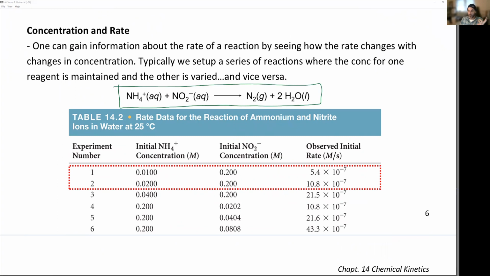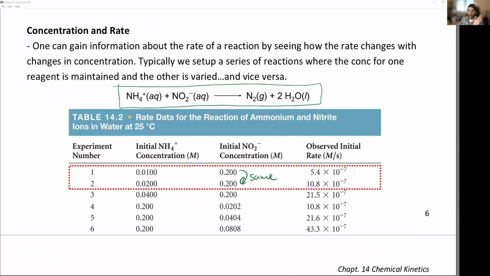NH4+ + NO2- yields N2 and 2H2O. So we start with different concentrations of NH4+ and NO2-, and we look at the initial observed rate to see what actually happens in these cases. What we notice here is this is the same. So there is no change.